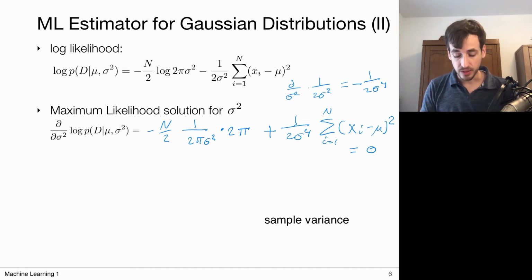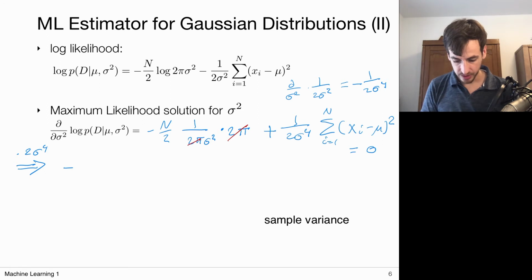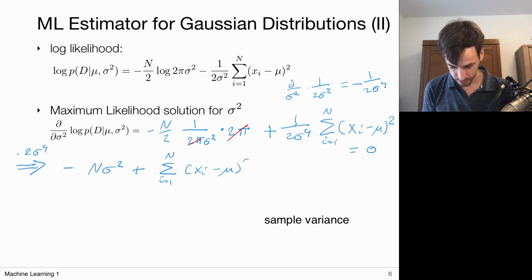Okay, let's again simplify this thing. So these 2 pi factors factor out. We have this 2 sigma squared over here, 2 sigma to the power 4. So we're going to multiply with sigma to the power 4 to get rid of these fractions. So we multiply with 2 sigma to the power 4. So that gives me n sigma squared plus the sum, and this has to equal 0.